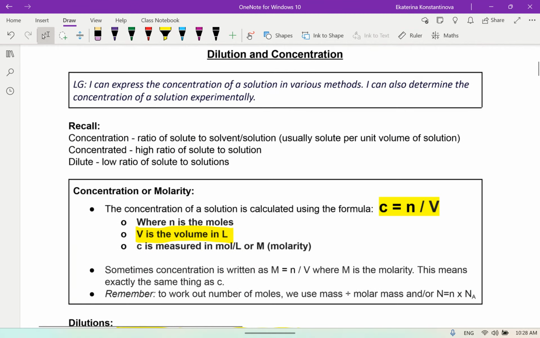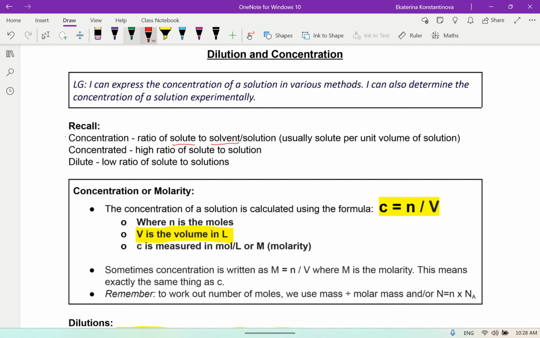Okay, so our goal for today is to be able to express concentration of a solution in various methods, and then at a later date we will learn how to do so experimentally. So recall from some of the definitions from your last booklet, Introduction to Solubility. Concentration is the ratio of solute to solvent per unit volume of solution.